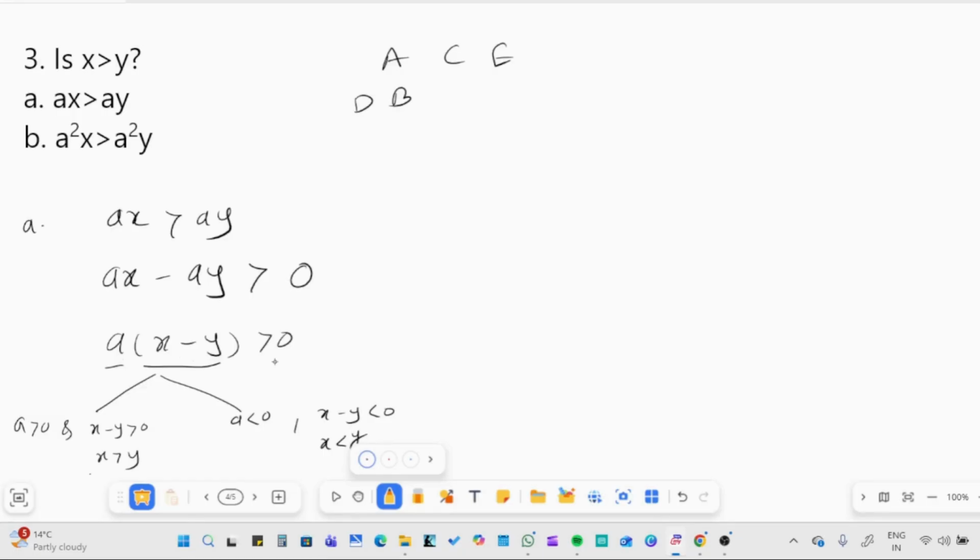So we can say that either x is greater than y or x is less than y. We do not have a definite answer. So A is not the answer. So along with that, D is also not the answer for this question.